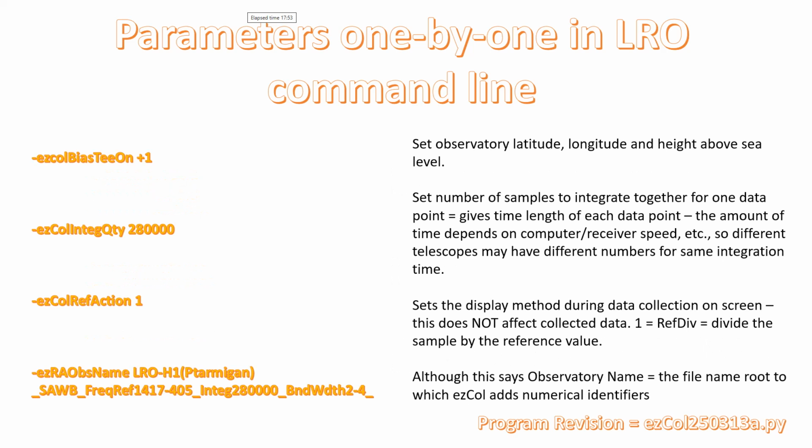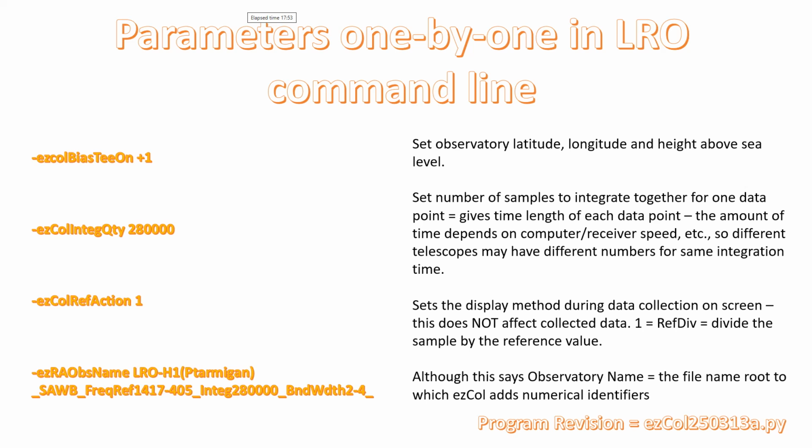What else have we got here? I've also got in my command line EasyCol bias T on. It used to be that you had to run a program called bias T on and off, before you started Easy Radio Astronomy, which would turn the bias T on to power up the Sawbird hydrogen line low noise amplifier and filter that we use on these telescopes. But now you can put it into the command line so that it switches on for you, and therefore you don't forget to do it.